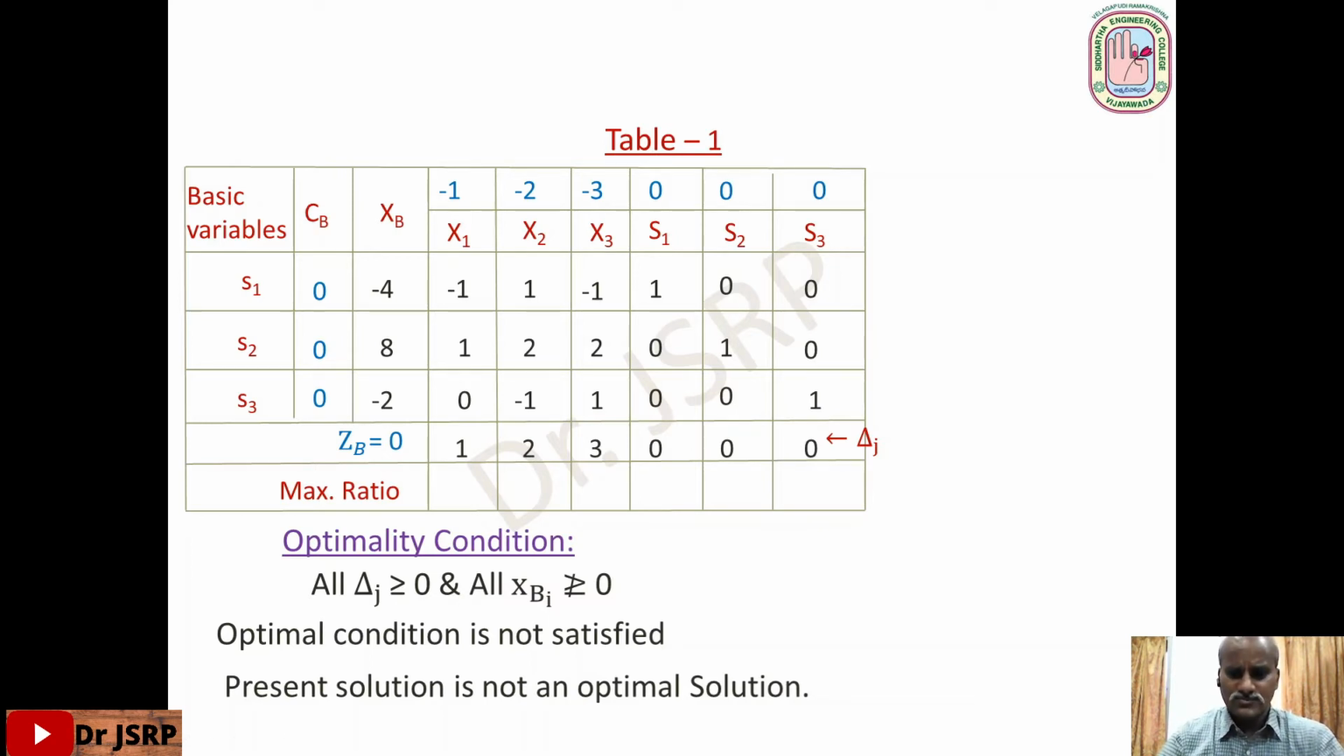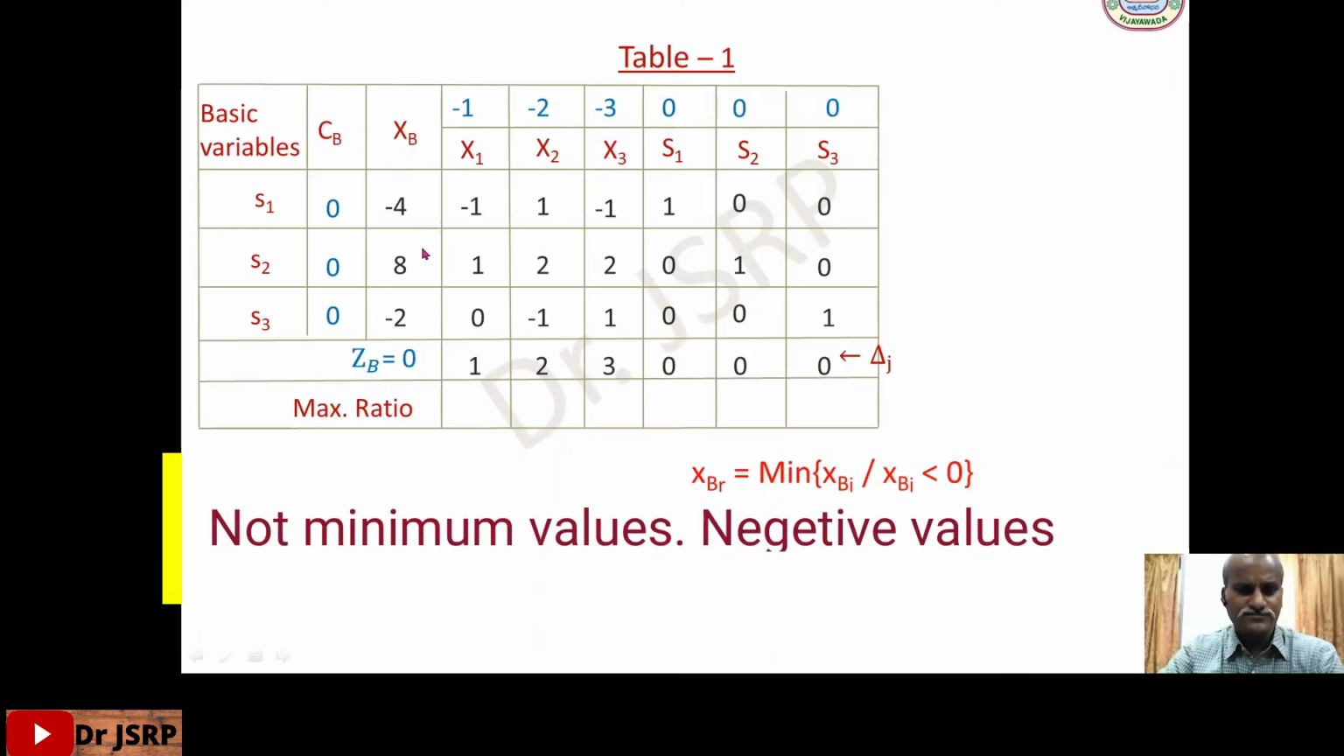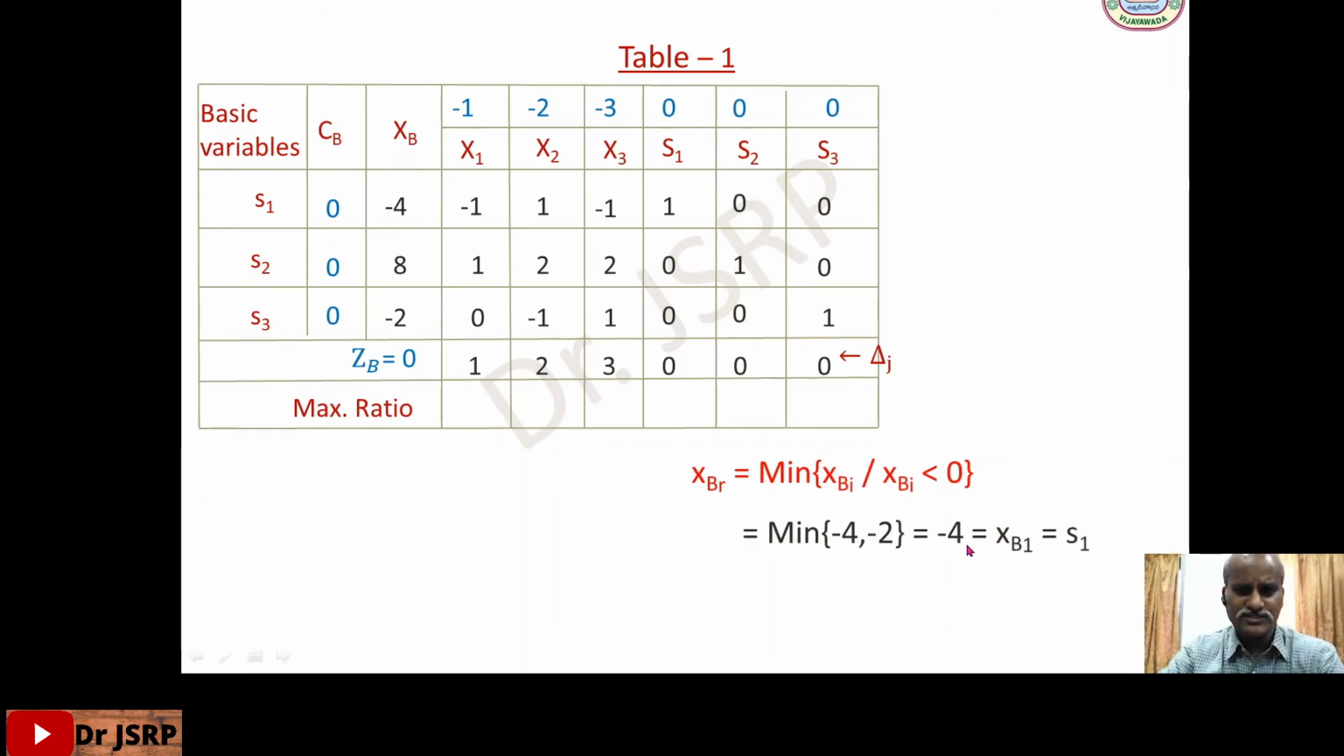For that, we have to find a new basic solution by replacing one of the basic variables with a non-basic variable. First, we find the leaving basic variable: XBr equals the minimum of XBi such that XBi is less than 0. These two are the negative values, minus 4 and minus 2. The minimum of minus 4 and minus 2 is minus 4. This is XB1, the first basic variable, that is S1. So S1 is the leaving basic variable. Circle this pivot row.